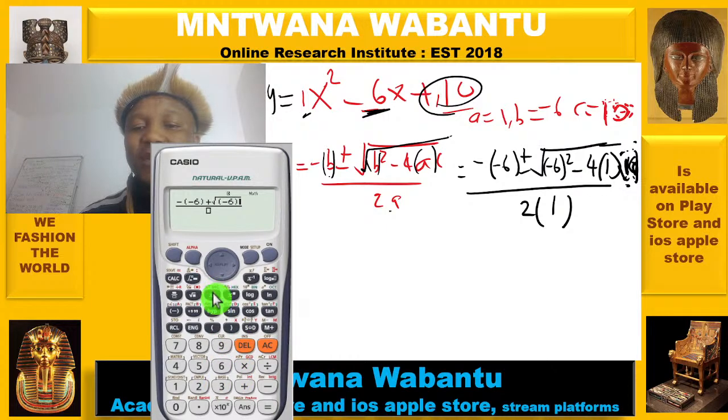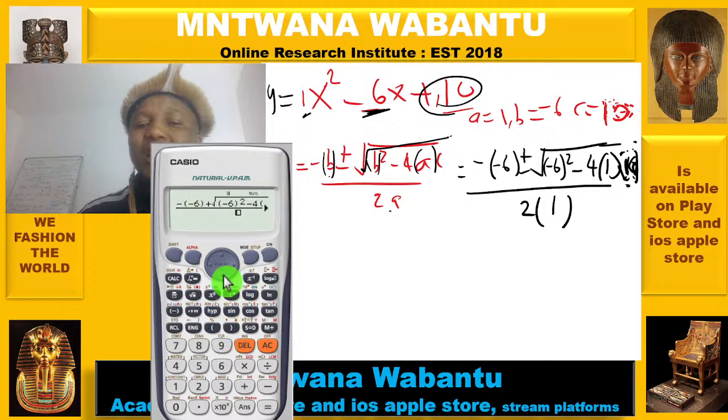But b is squared, so you come there and square it, and then minus 4 times a. What is the value of a? The value of a equals 1, in the bracket. In the bracket again, c. What is the value of c? c equals 10. So you come here, plug in your 10, and then close your bracket.